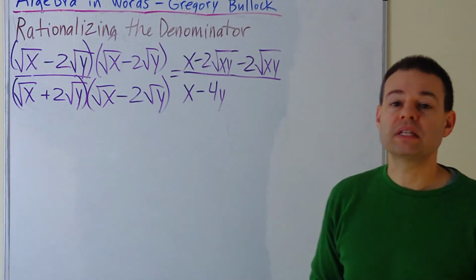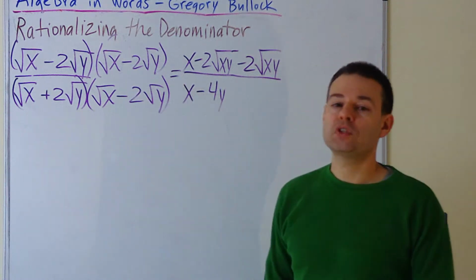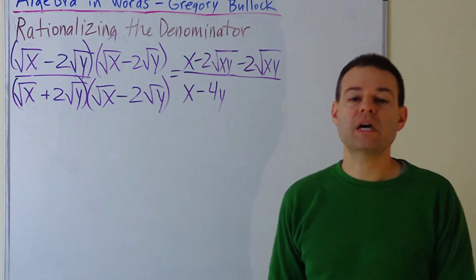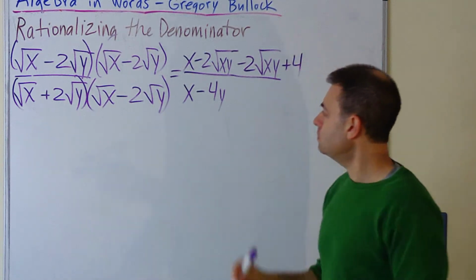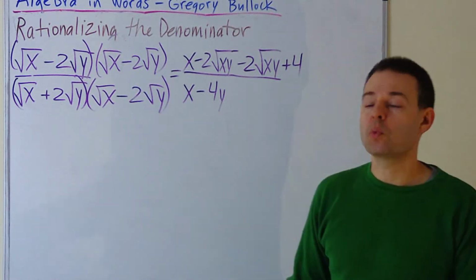And now product of the last. Negative 2 square root of y times negative 2 square root of y. Do the coefficients first. Negative 2 times negative 2 is positive 4. And square root of y times square root of y is y.